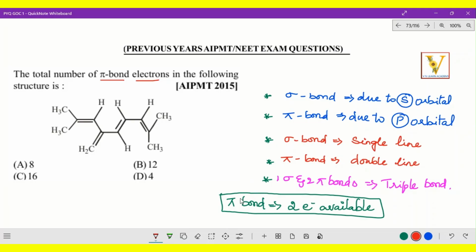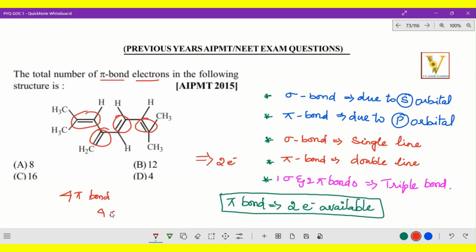See, a pi bond is different from a pi electron. A pi bond is equivalent to 2 electrons. So this is a pi bond, meaning one sigma bond and one pi bond are there, so it is equivalent to 2 electrons, right? So how many 2 electrons are there? Here one pi bond, and here one pi bond, and here one pi bond, and the last pi bond. So how many pi bonds? 4 pi bonds are there, right?